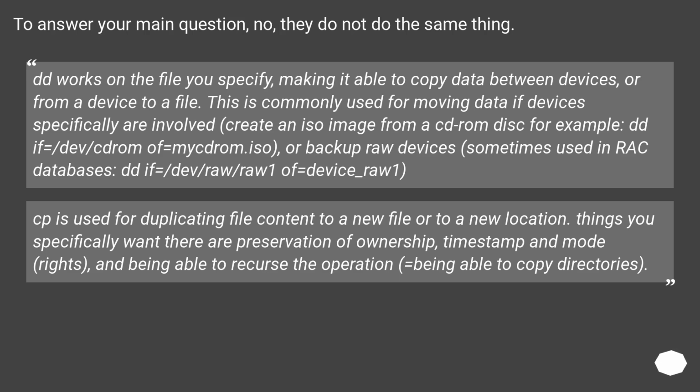cp is used for duplicating file content to a new file or to a new location. Things you specifically want there are preservation of ownership, timestamp and mode, rights, and being able to recurse the operation, meaning being able to copy directories.